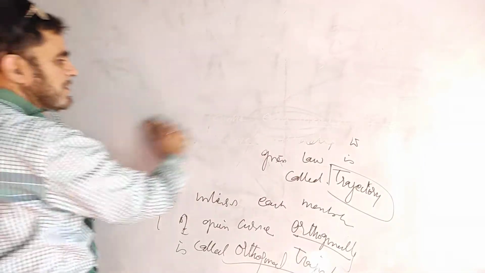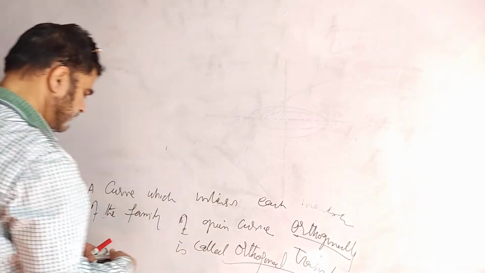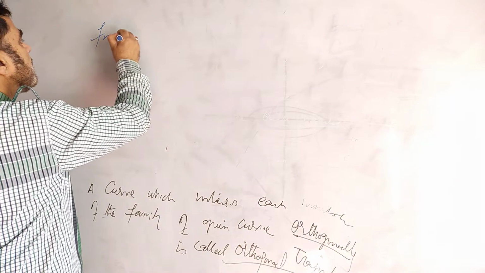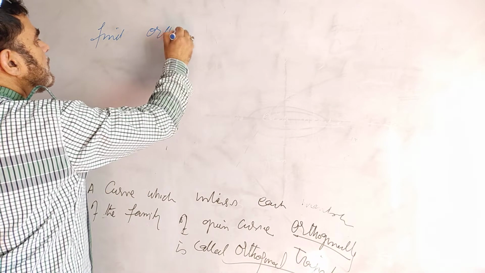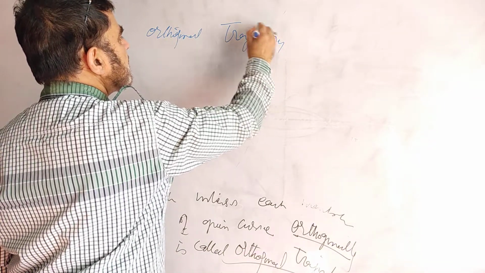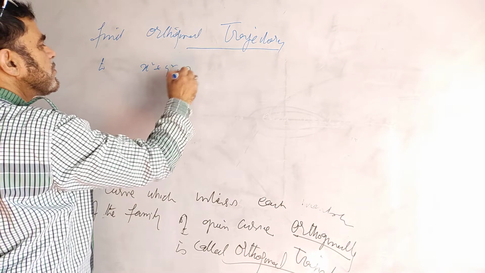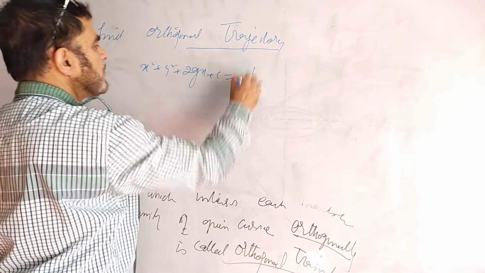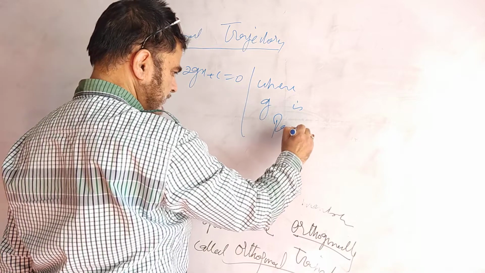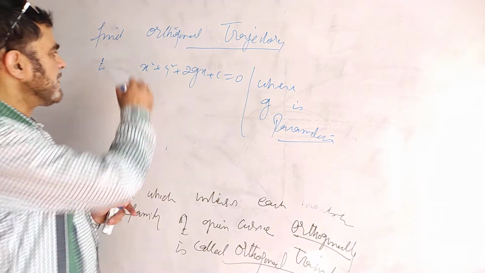The students who are watching this video, it will also help them in future. You see, I am given a curve. Find the orthogonal trajectory to the curve x square plus y square plus 2gx plus c is equal to 0, where g is a parameter. It is the curve.